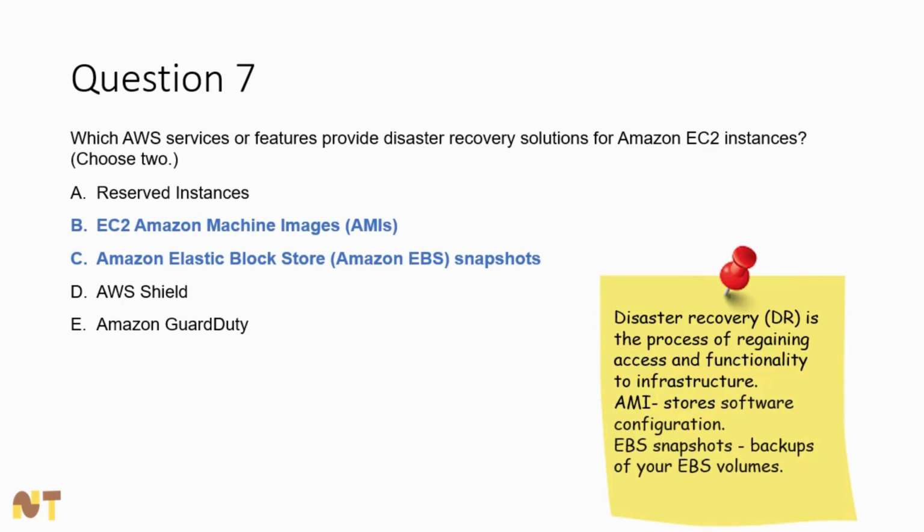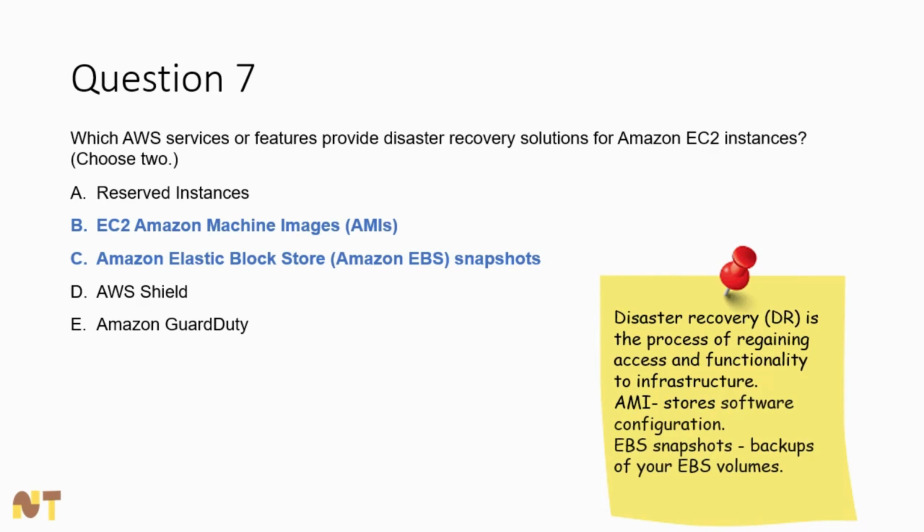AMIs are a crucial component for disaster recovery. AMIs are used to create backups or snapshots of your EC2 instances. So these images can be used to launch a new instance in case of failures, providing a crucial disaster recovery solution. And EBS Snapshots is another essential tool for disaster recovery.